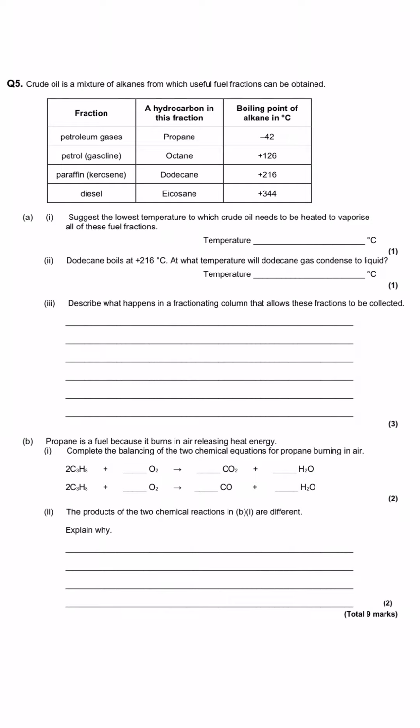This final question starts by looking at some of the properties of the different hydrocarbon fractions that you can get as a result of fractional distillation. And so we're presented with a table here where we've got 4 of the different fractions named, and then we've got an example of an alkane in each of those 4 fractions, and then we're presented with the boiling point of the alkane from within that fraction.